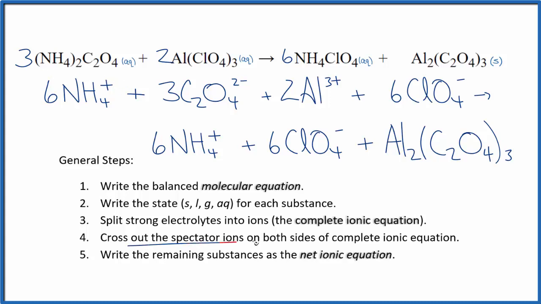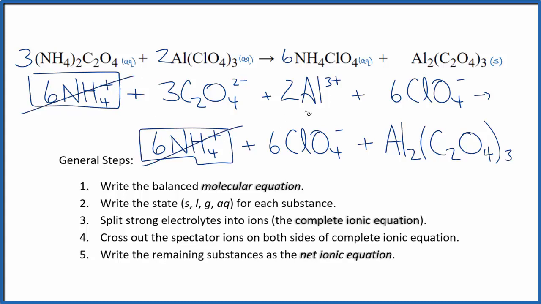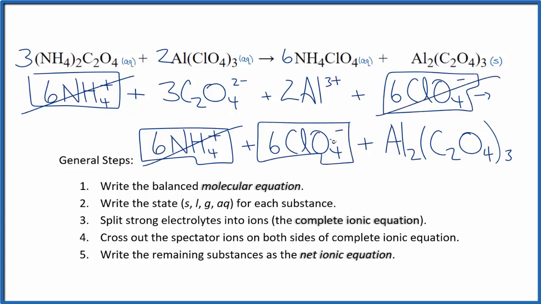Now we can cross out spectator ions. They're on both sides of the complete ionic equation. So in the reactants, 6 ammonium ions. Again in the products, 6 ammonium ions. Spectator ions, we cross those out. Here we have 6 perchlorate anions and 6 perchlorate anions. Cross those out. What we end up with is the net ionic equation for ammonium oxalate plus aluminum perchlorate.